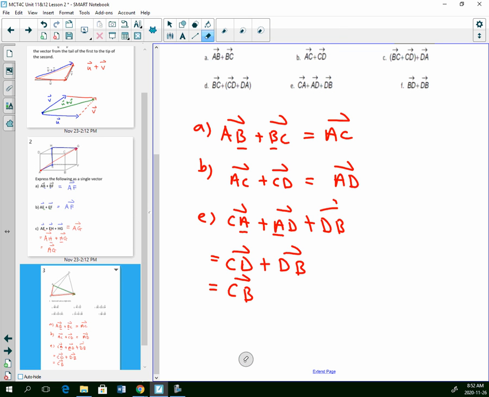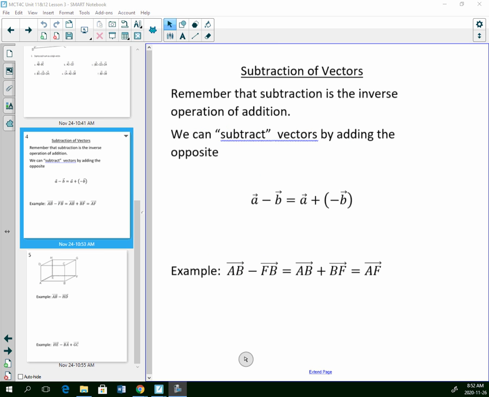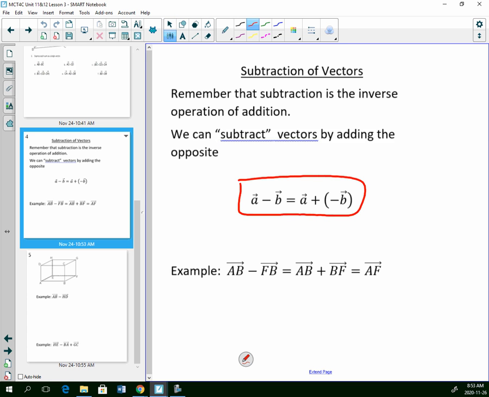Okay, now I want to look at subtraction of vectors. So here we have subtraction of vectors. Remember that subtraction is the inverse operation of addition. So when we subtract vectors, we're really just adding the opposite. If I want to subtract A minus B, I'm really adding A to the opposite of B. So A plus negative B is the same thing as subtraction.